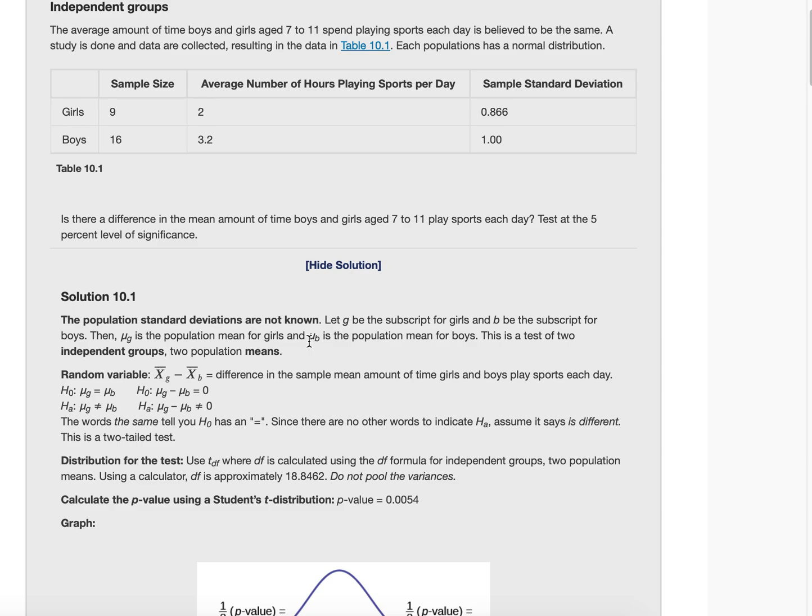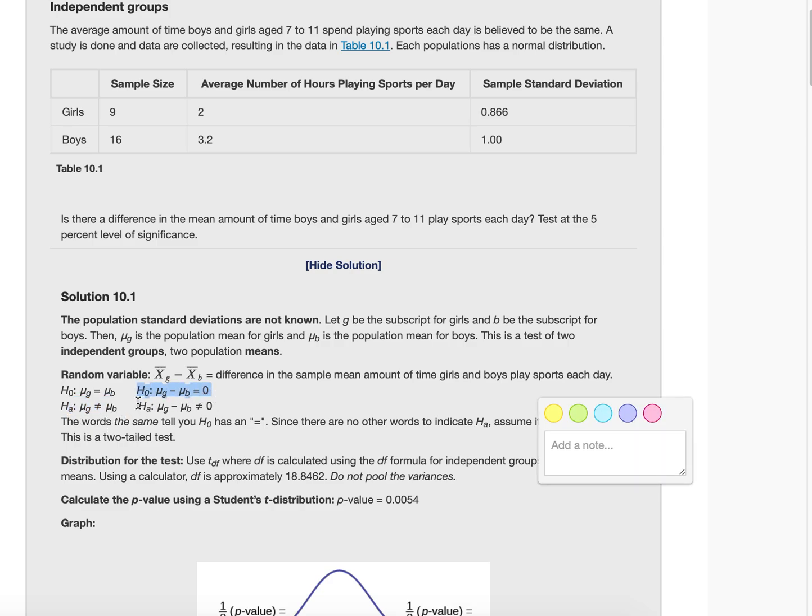And so this is a test of two independent groups, because boys and girls don't have overlap, two population means, because I'm trying to generalize something here from my sample to a population. So I'm going to have a random variable where I subtract the sample means, and that gives me the difference in the sample means. My hypothesis, my null here, is that my populations are equal, and my alternate is that my populations are not equal.